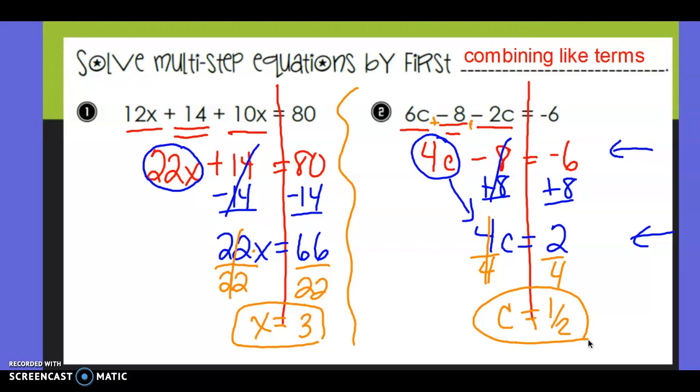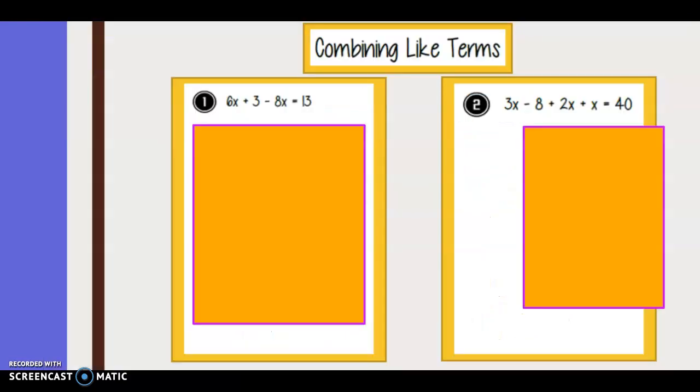Now in your foldable, let's lift the flap where it says combining like terms, and let's look at examples 1 and 2. Take a minute and try these two examples. And when you are all finished, go ahead and hit play again. So hit pause now, work these two examples in your foldable, and then hit play when you are ready.